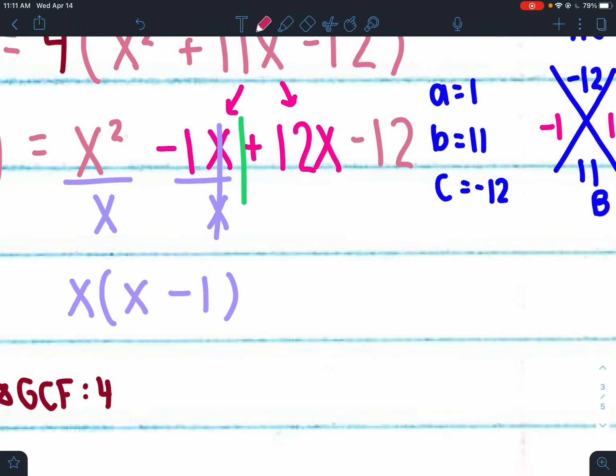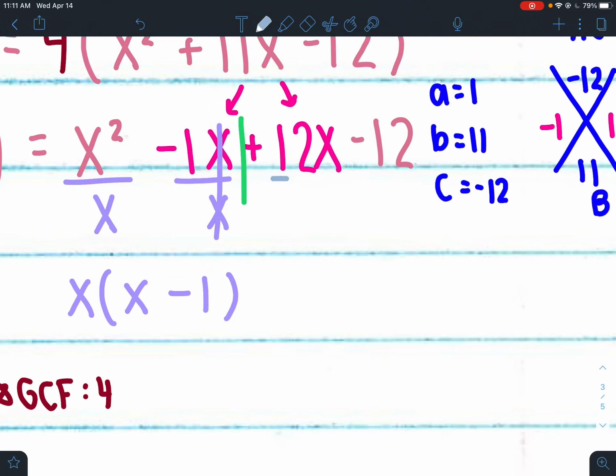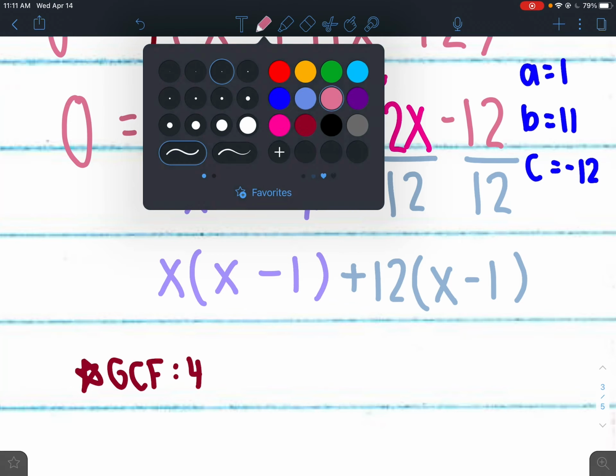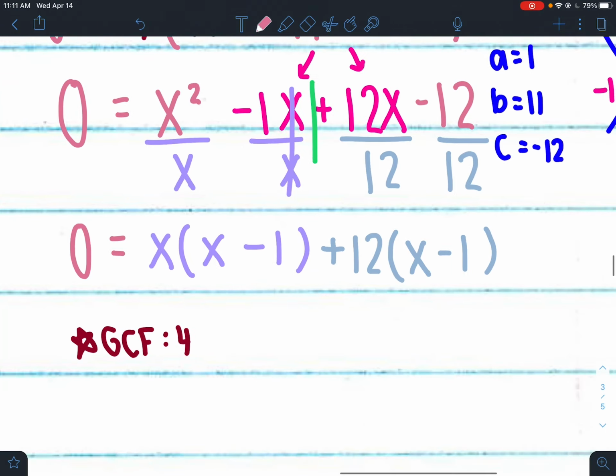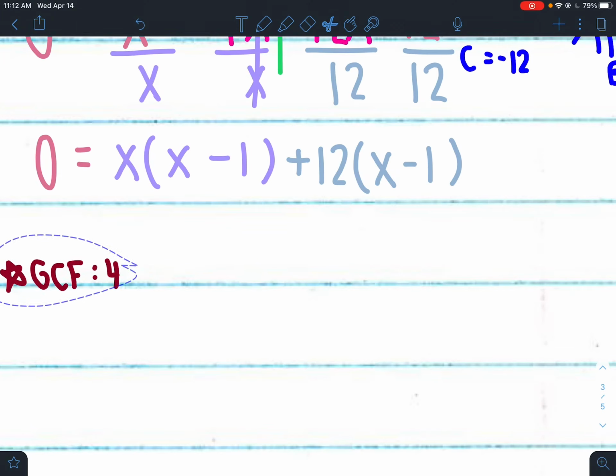And then in my second set here, I need to figure out a different color to use. My GCF here is going to be positive 12. So positive 12 here, and then left over of x minus 1. Don't forget about the equal 0 at the beginning. Now we're almost done. The next thing you check for is, do your parentheses match each other? And they do. So we're doing good so far.